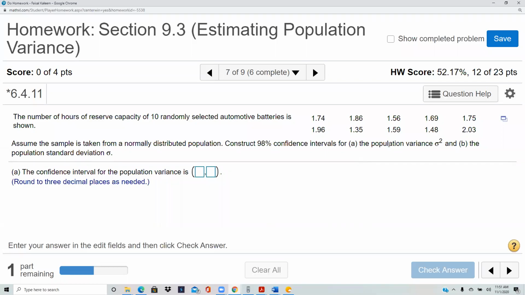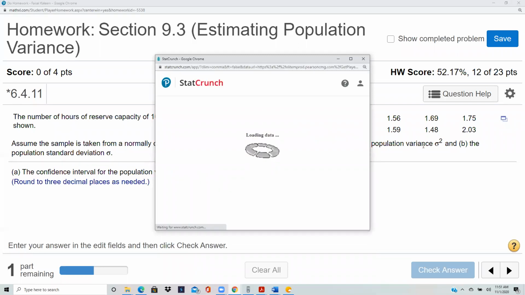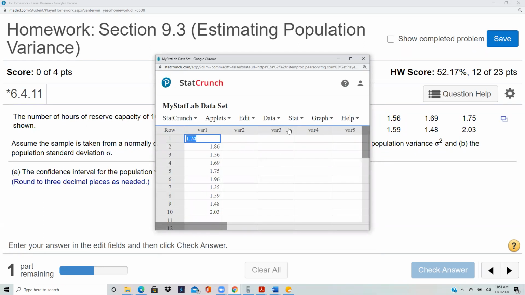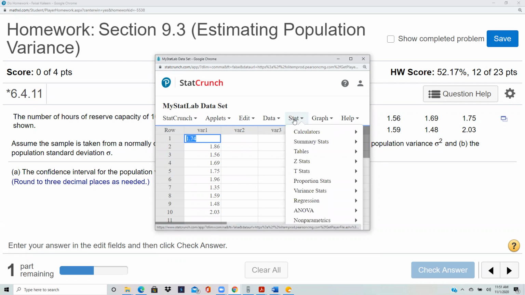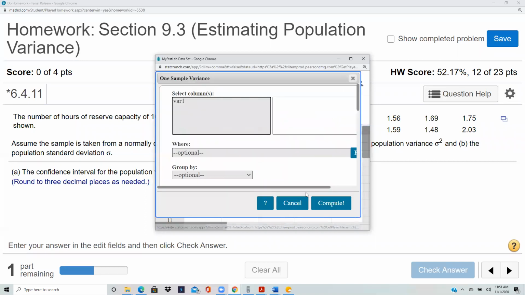So for the first time in this section, we are seeing a data situation and we have to make a confidence interval for population variance. So we open in StatCrunch and we have a 98% confidence interval. For variance or standard deviation, we know we use variance stats for the confidence interval. Variance stats, one sample, and this one is with data.